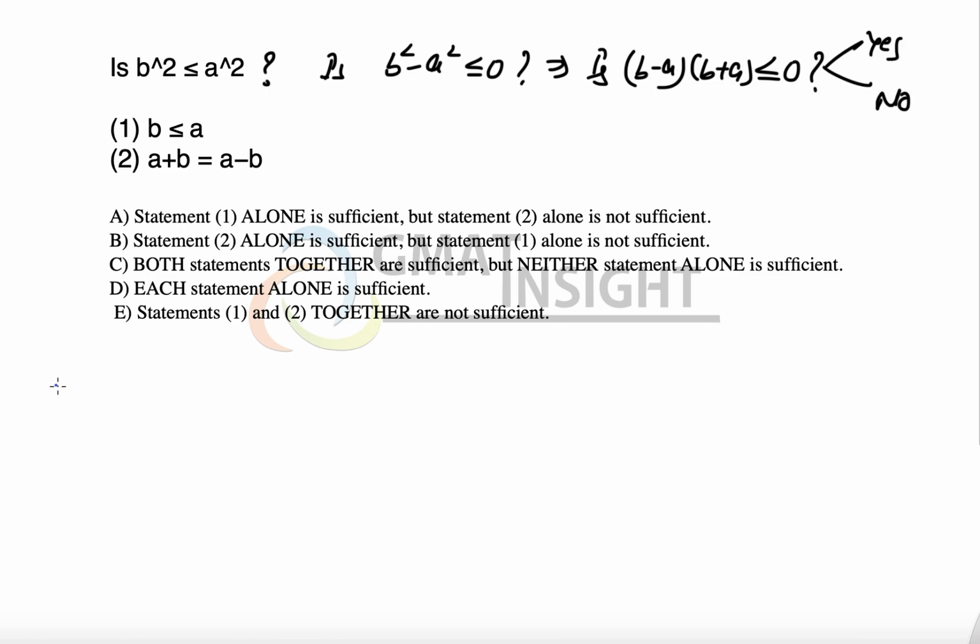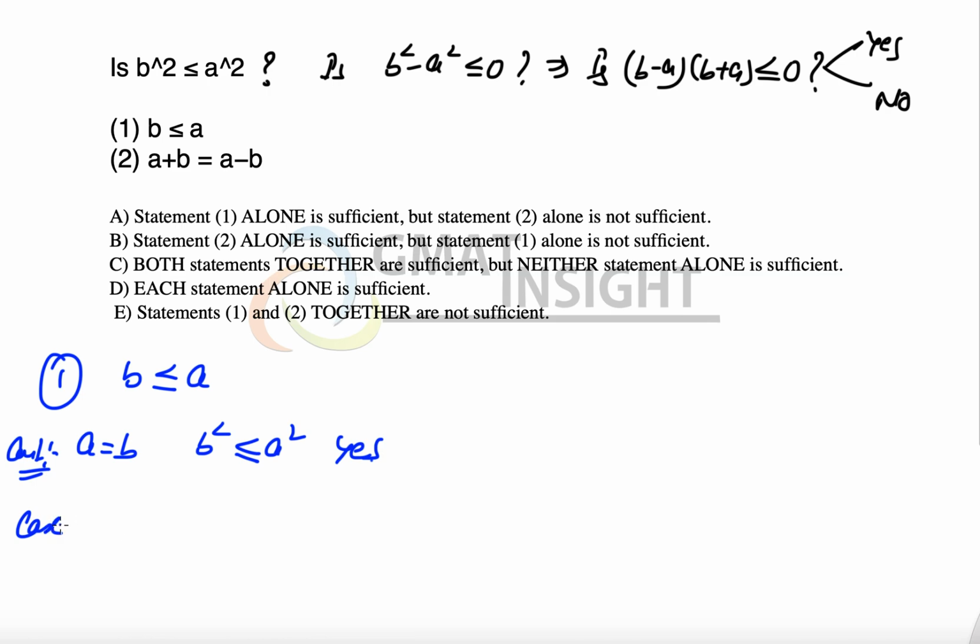Now let's start looking at the statements. The first statement says that b is less than or equal to a. Now, there are two possibilities that we could look at. The first is we could take b equal to a, that is case number 1. If b is equal to a, then b square will be less than or equal to a square. So the answer to the question will be yes.